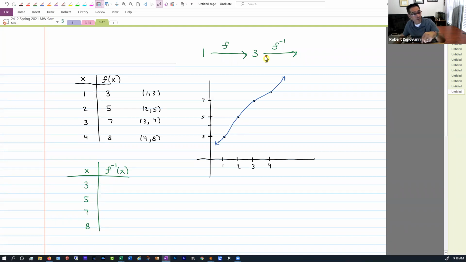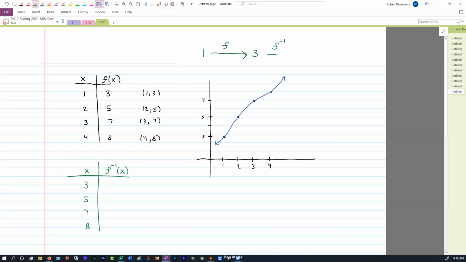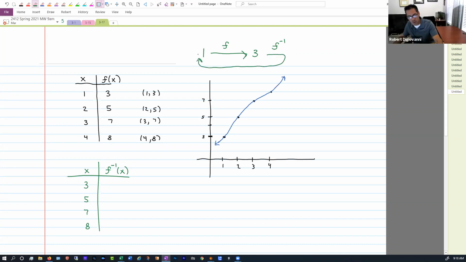Back to where it came from, right? So it's actually more like this should go through the inverse function and go back to 1. So this should be a 1. If f takes 1 to 3, then the inverse function should take 3 back to 1.